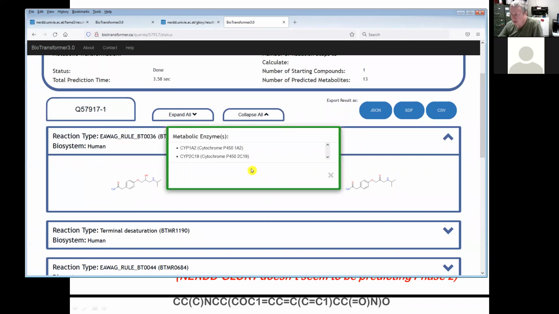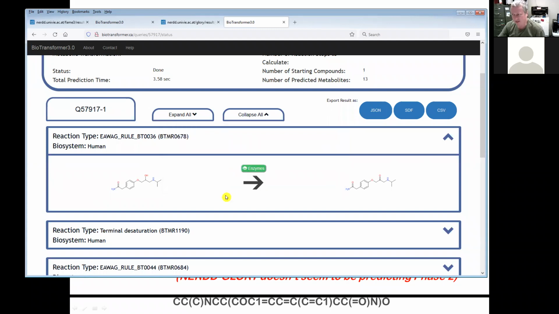What's enzymes here? Oh, so this is really cool. This may be a little cooler than the NERD server. It actually predicts which cytochrome P450 variants will cause this reaction to occur. So we could actually do this experiment, because I could go purchase these cytochrome P450 isoforms, 1A2 and 2C19, and actually try this experiment and then see if it actually happens.